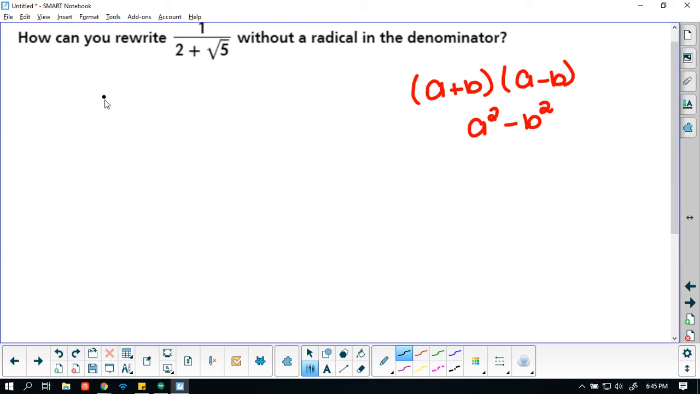So I'm going to have 1 over, and this is a binomial because there's 2 terms. And so what I'm going to do now is I'm going to use this conjugate. If this is 2 plus root 5, I'm going to multiply this by 2 minus root 5. And again, what you do to the denominator, you must do to the numerator.